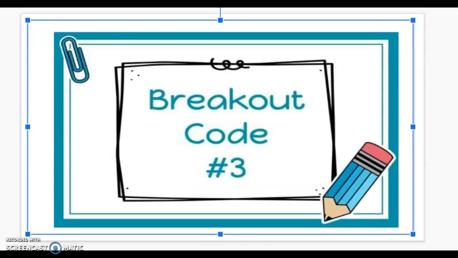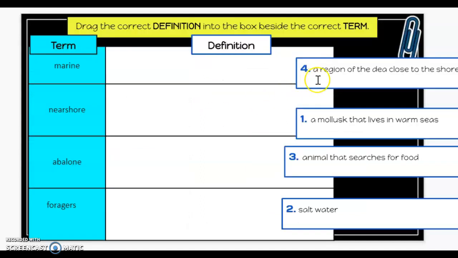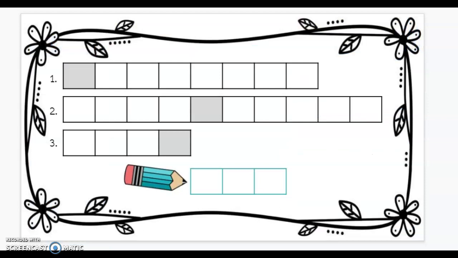This is breakout code number 3. What you have to do here, there's only 3 questions for clue number 3. Question 1 is a word. Question 2 is a word. Question 3 is again a slide definition. Okay, put the words into order. And then you will go to slide 5 and you will figure out the clue, the code for breakout number 3. All right.